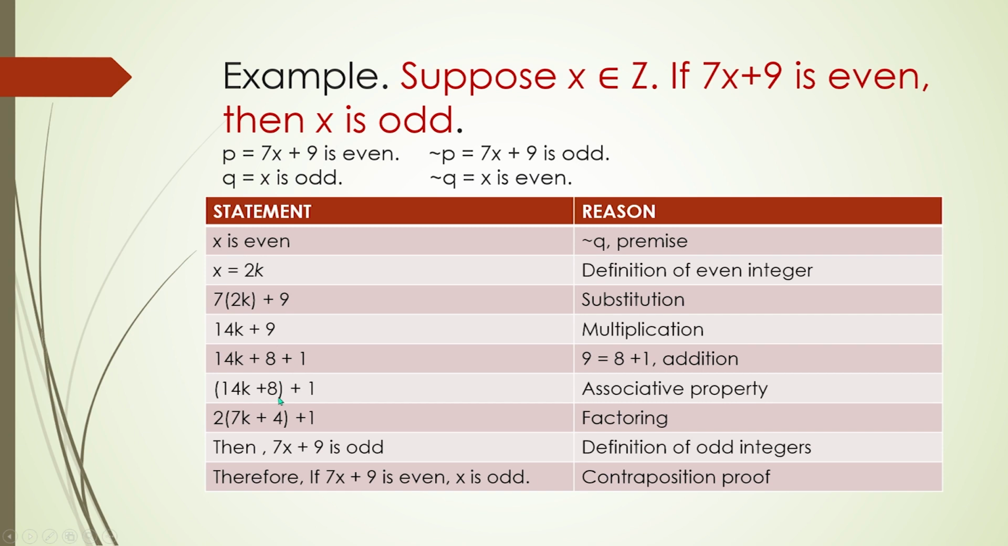And then we just put a parenthesis to group 14k plus 8, and that's by associative property. So putting a parenthesis here doesn't affect the value of the entire expression. And then what we do here is we just factor out 2 because both are even. So we were left with 7k plus 4. And then there's still plus 1 in the end, showing that this entire expression is odd. Because by definition of odd integers, there must be a 2k plus 1. Okay, there's a plus 1 there.